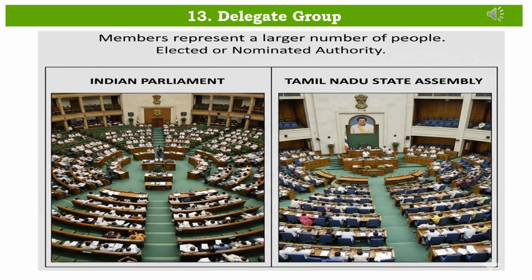Delegate groups. Delegate groups are groups in which a person joins as a representative of a larger number of people. Members are either elected by the people they represent or nominated by some authority. An example of a delegate group is a parliament where members represent the interests of citizens.